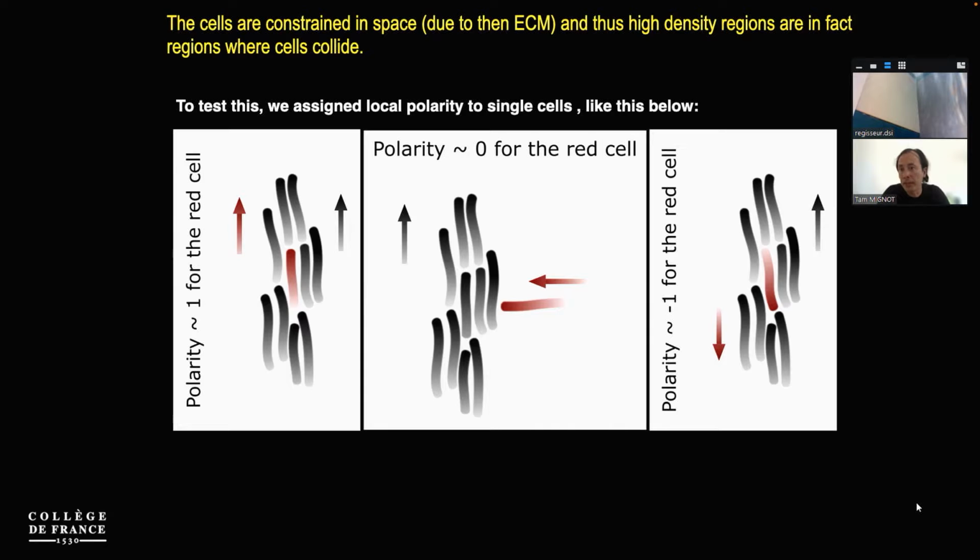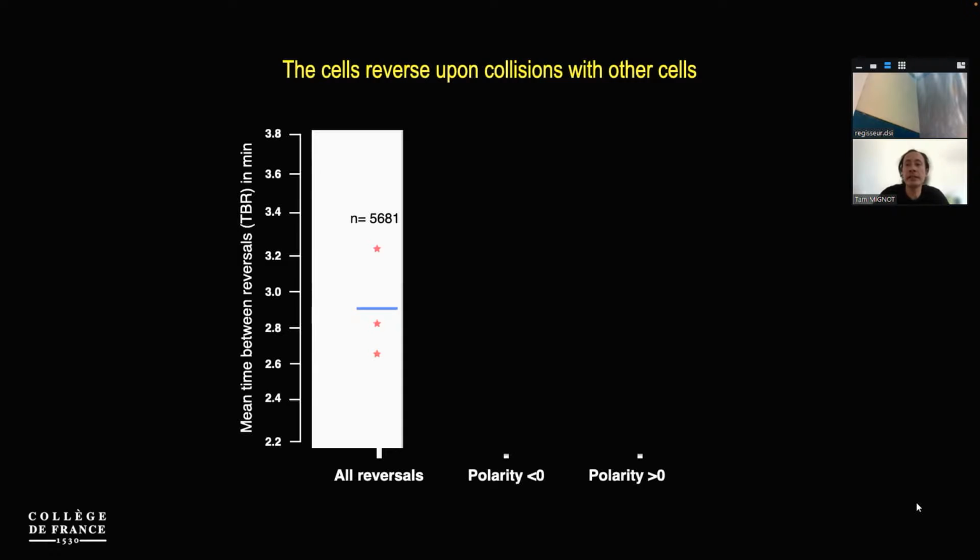So now if you do a series of experiments where you just run movies and look at global polarity and refer those polarity to reversals, this is what you get. First, I'm showing you 3 independent experiments for about 5,000 events of reversals that were measured. And I can tell you basically the distribution for the mean time between reversals, meaning the time that separates 2 reversal events for these experiments.